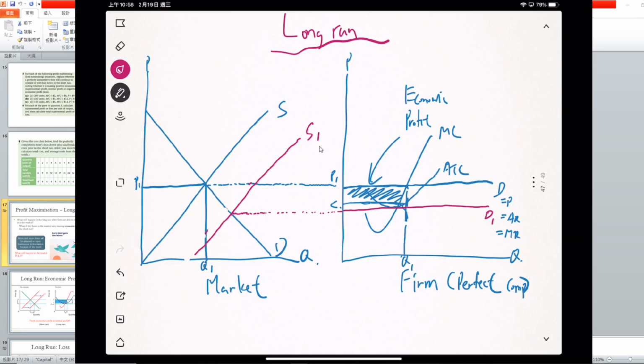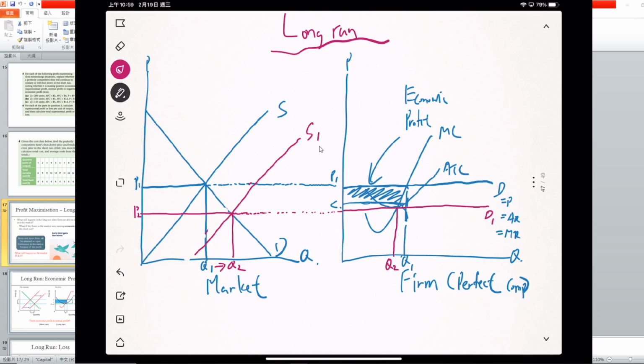So if we do that, think about this. MC equals MR, that is your profit maximization point, that is here, Q2. And right here in the market, you have P2, Q2. In the market, you will see the quantity is increasing because now you have more firms selling the product. So that makes sense.